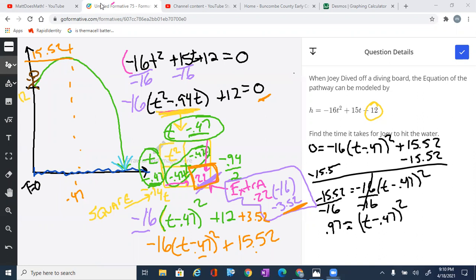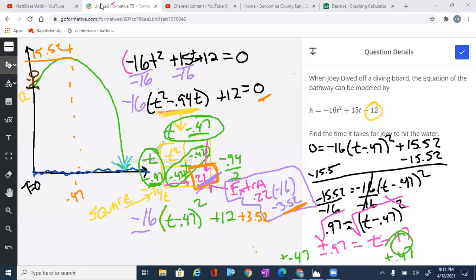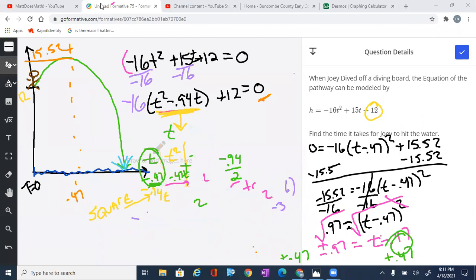Once we've got that, we're going to take the square root, because the square and the square root will cancel each other out. We get t minus 0.47 equals plus or minus 0.97. Okay, and then we have that last step. We need to get rid of that negative 0.47 with a positive 0.47. Now, these are going to cancel, and I'm going to erase a little bit of this over here so it's a little easier for me to see. I know we did all that extra work there.